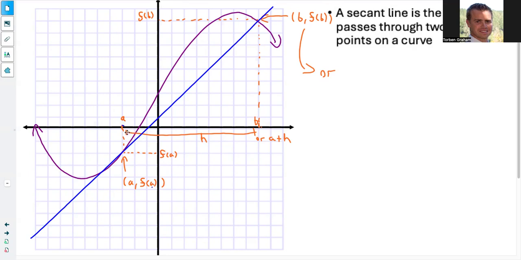Now, we can alternatively look at the distance from a to b as h, which changes our coordinate for this into our starting point of a plus h, comma, f of a plus h. Now we use both of these at different times and can use them both to solve questions that relate to this. But essentially, our secant line, once again, is a line that passes through 2 separate points on a curve and essentially gives us our average slope between those 2 points.